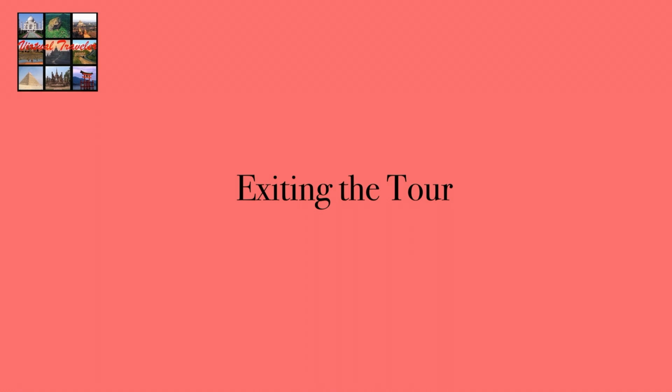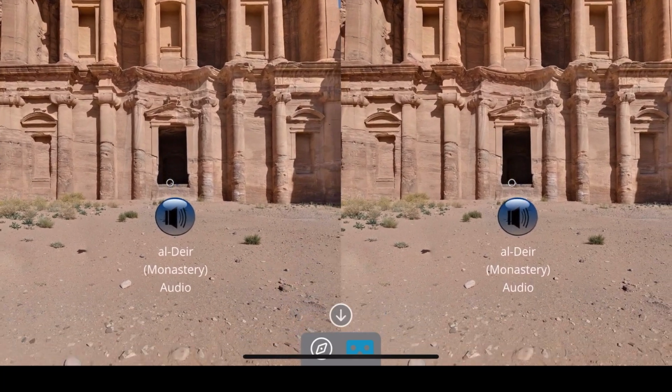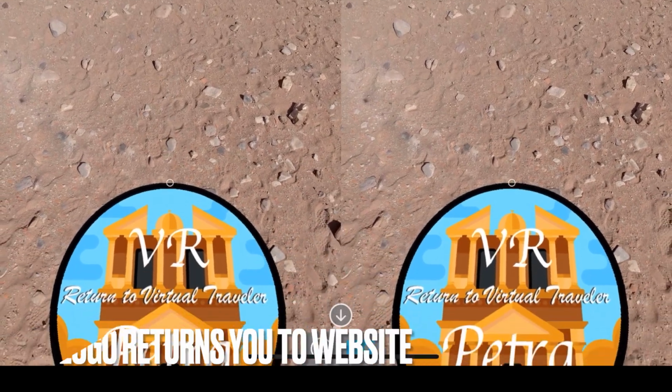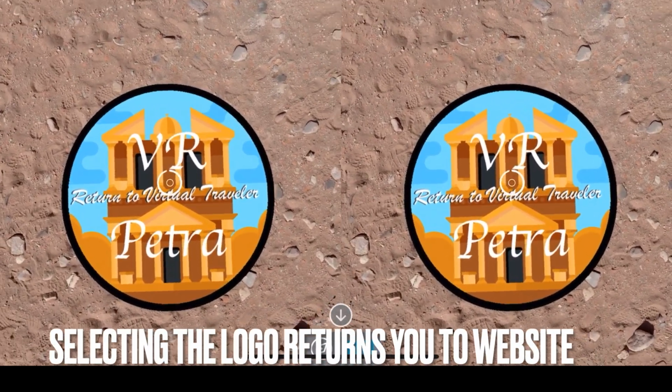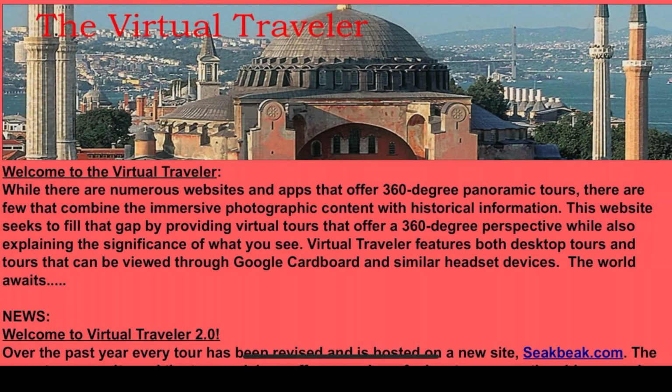To exit the tour, look down at the logo at the bottom of the final panorama. This will return you to the Virtual Traveler main page. You then must take your phone out of the VR headset and return the phone to the portrait position to select another tour.